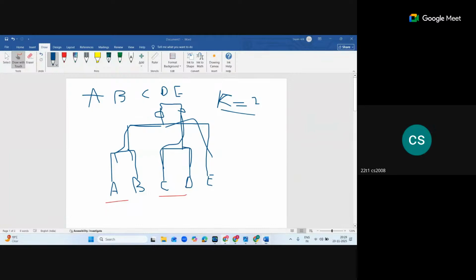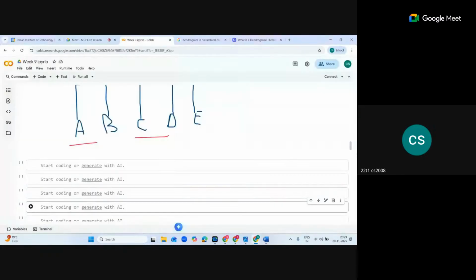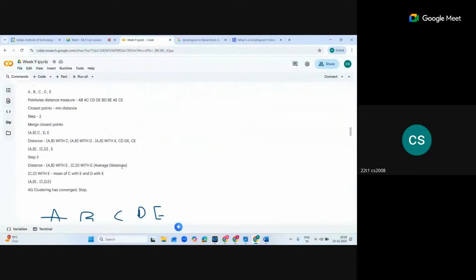We are using this example. E is not the third cluster here. Instead of AB, we are doing ABE, which is one cluster, and CD, which is the second cluster. So we have only two.